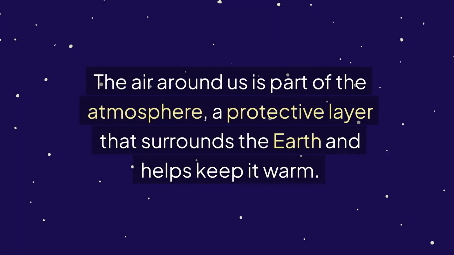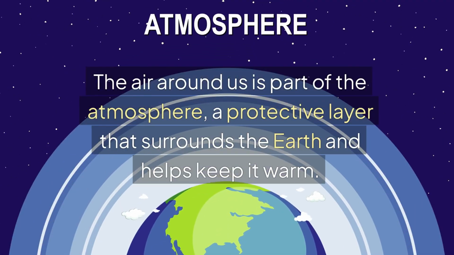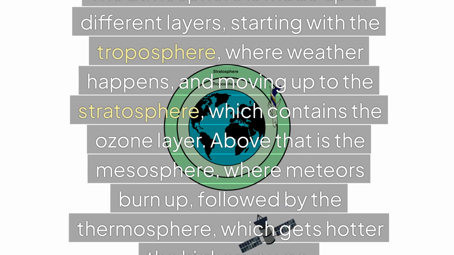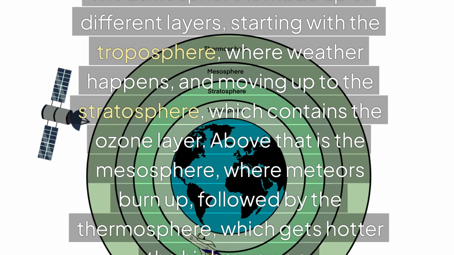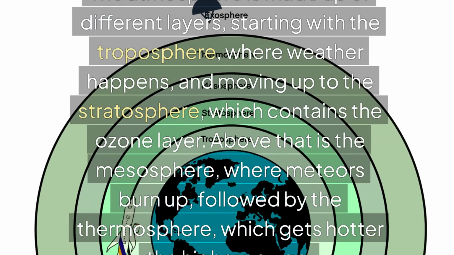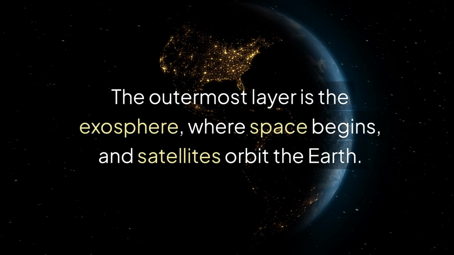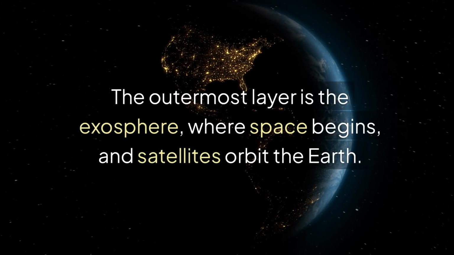The air around us is part of the atmosphere, a protective layer that surrounds the Earth and helps keep it warm. The atmosphere is made up of different layers, starting with the troposphere, where weather happens, and moving up to the stratosphere, which contains the ozone layer. Above that is the mesosphere, where meteors burn up, followed by the thermosphere, which gets hotter the higher you go. The outermost layer is the exosphere, where space begins, and satellites orbit the Earth.